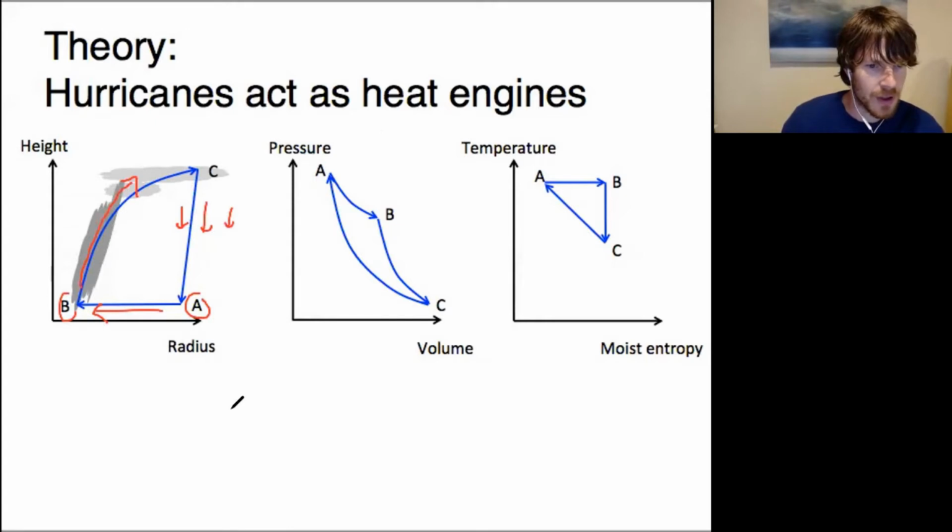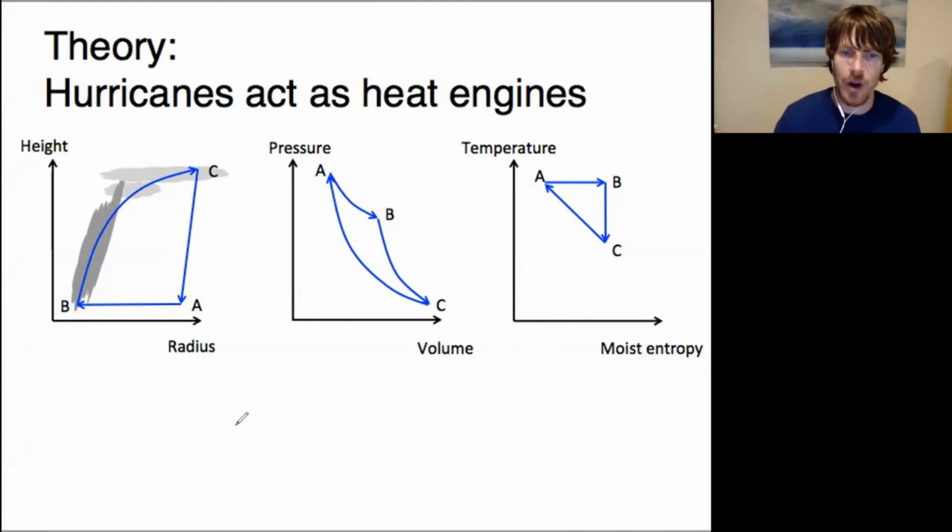So each of these three panels, in height radius space on the left, in pressure volume space in the middle, and in temperature moist entropy space on the right, is showing a cartoon of this overturning circulation or secondary circulation in a tropical cyclone. This is the secondary circulation because the strongest winds are the primary or swirling azimuthal cyclonic circulation.